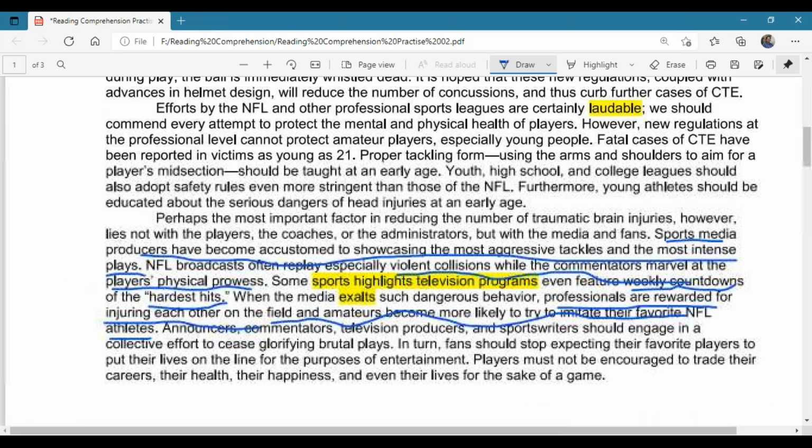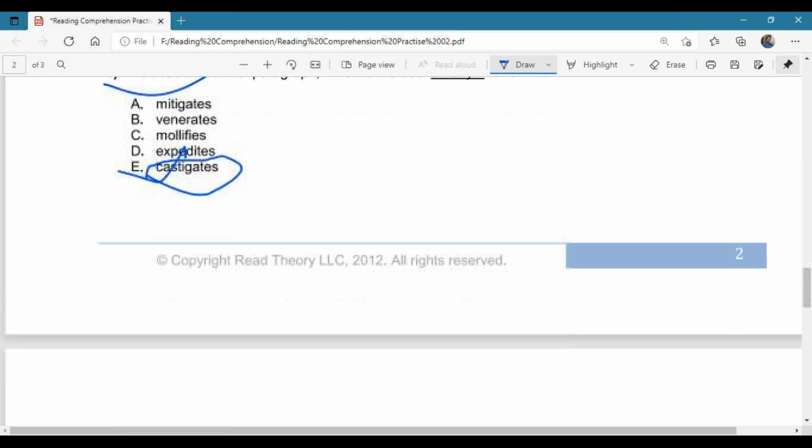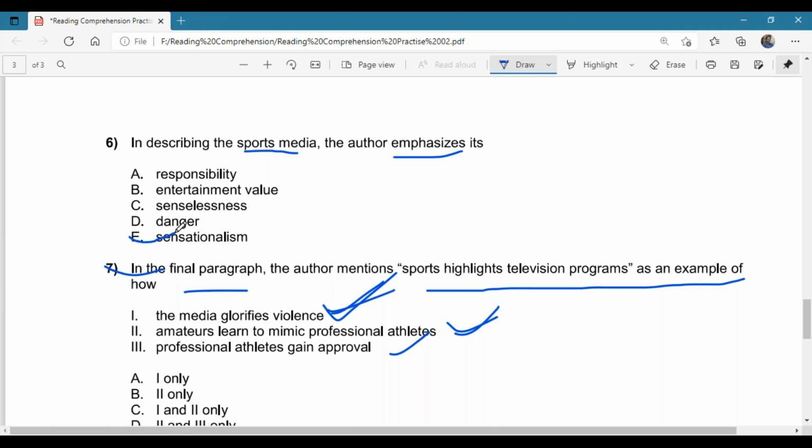Look at the last paragraph, you'll understand. So it is about the sensationalism of the media. The author is highlighting the sensationalism. E is the right answer. The author is highlighting the sensationalism of the media, sports media.